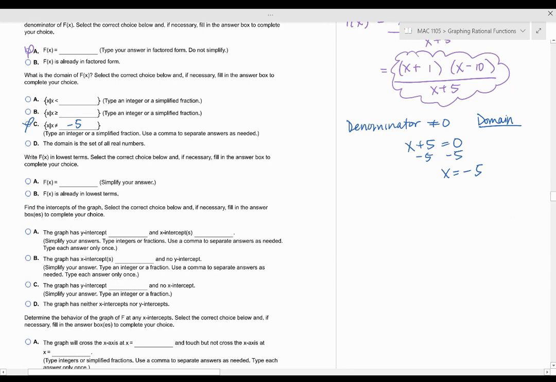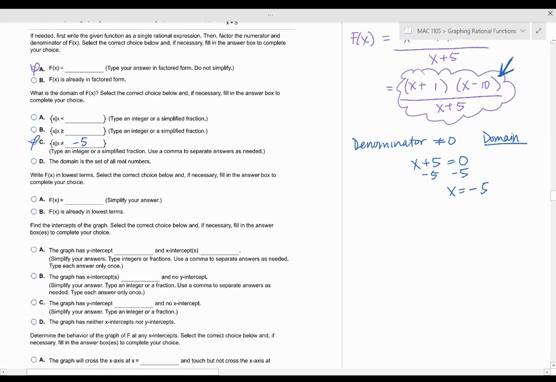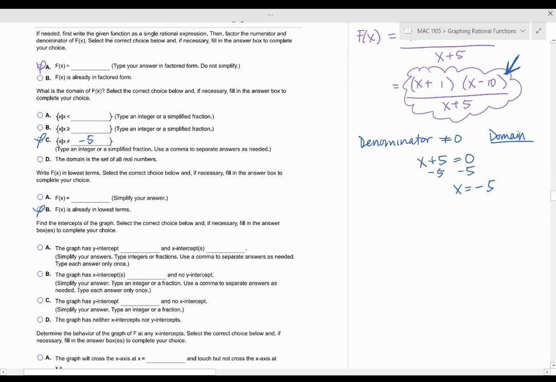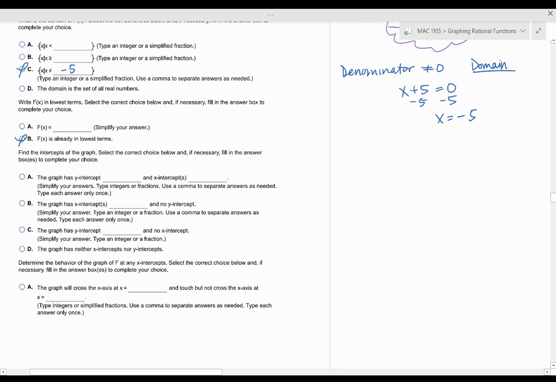So the next part wants us to write our function in lowest terms. Okay, so remember, lowest terms means that you have no common factors in the numerator and the denominator. We already factored our function here, and there are no common factors in the top and the bottom. So we can answer this as that our function is already in lowest terms.